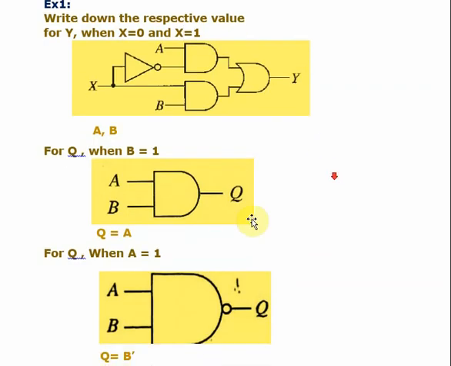Right, now for this circuit, when B is equal to 1, for Q they are asking the value. Now see, when B is equal to 1, fine, this is an AND gate. So B is confirmed, fixed at 1. Then if A is 1 you get 1 here. If A is 0 you get 0 here. So the output depends on the A value. So Q is equal to A.